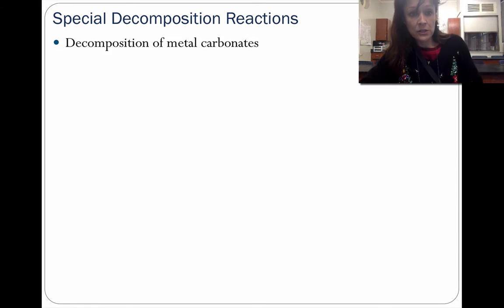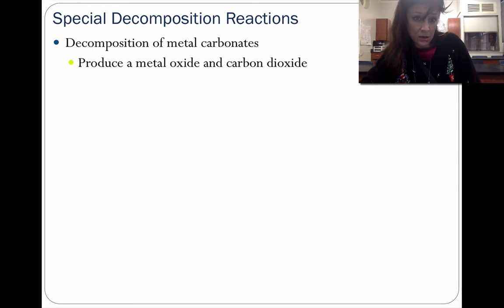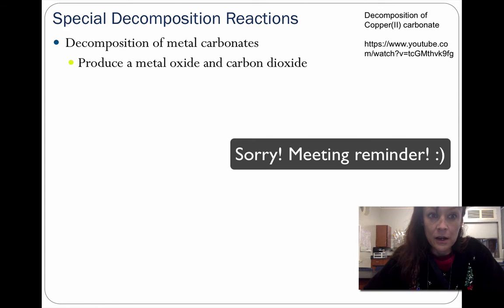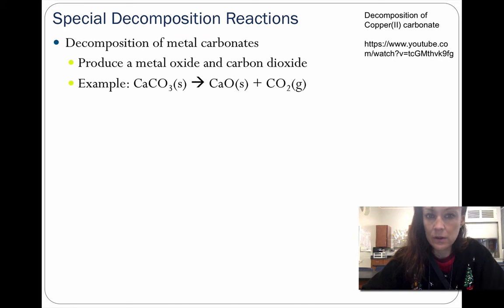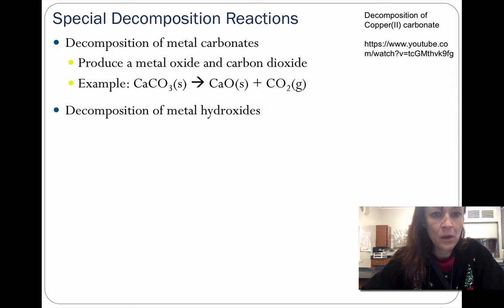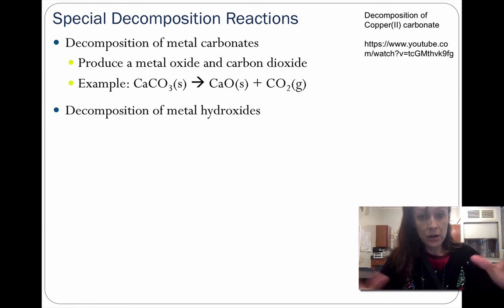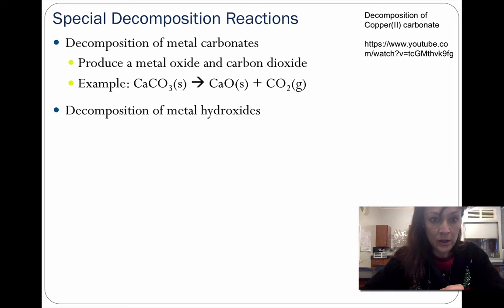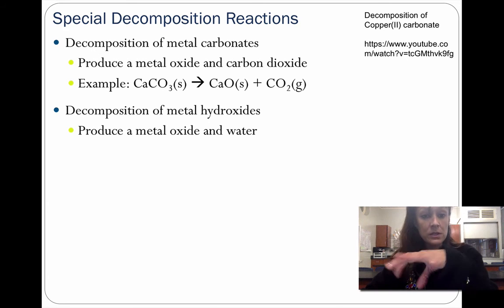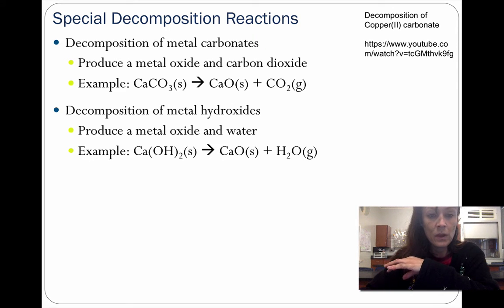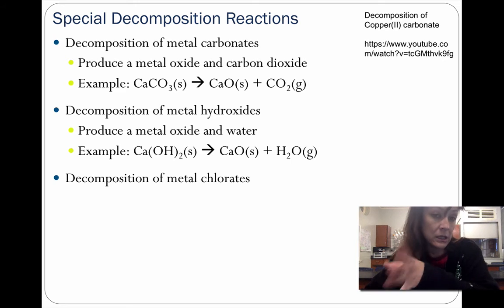Special decomposition reactions. We've got the decomposition of metal carbonates. So they're going to make a metal oxide and a carbon dioxide gas, of course. So just like the previous equation. Metal hydroxide. So you start off with the metal hydroxide, hydroxide OH, right? Your polyatomic ion. It's going to break down into the metal oxide, which is simpler than a metal hydroxide, and water. As you can see down here, calcium hydroxide breaks down into calcium oxide and water. But it's still decomposing of sorts.